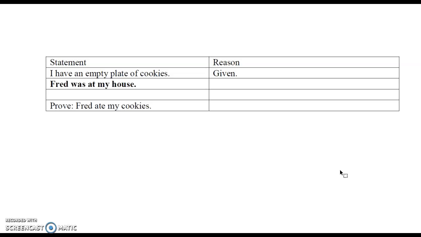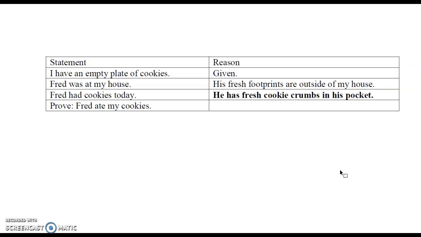First step, I'm going to try to prove that Fred was at my house. All right. How am I going to do that? I need some kind of a reason. And that reason was his fresh footprints are outside of my house, right? So he was definitely at my house today. These footprints are fresh. They're brand new. I know he was at my house, and this is my reason. Next step, what are we going to prove? Fred had cookies today. I know he ate cookies today. But what's my reason? He has fresh cookie crumbs in his pocket. All right, so I know he ate cookies today. And now we're going to use this stuff to prove Fred ate my cookies. Our reason: he was in my house, plus he ate some cookies, equals he ate my cookies.